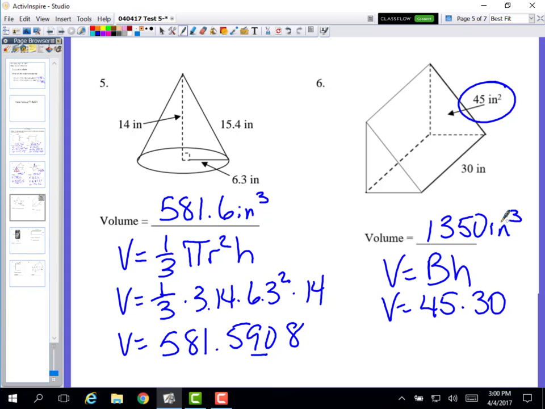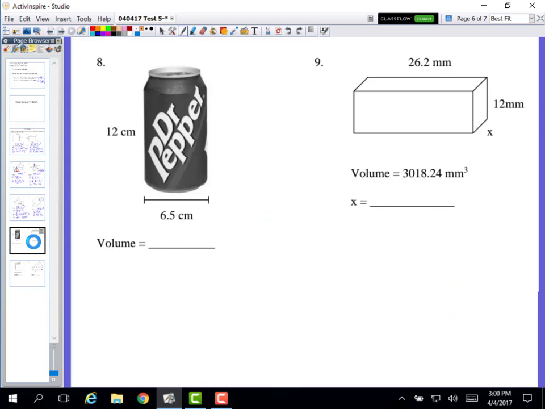1,350 inches cubed. Okay. Now we have kind of an application of volume. What's the volume of a Dr. Pepper can? Okay, well, the Dr. Pepper can is just a cylinder, so it still has the same exact formula for a cylinder. So volume is equal to pi r squared h.